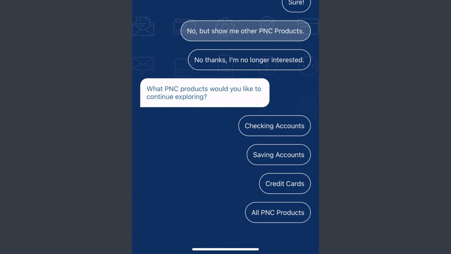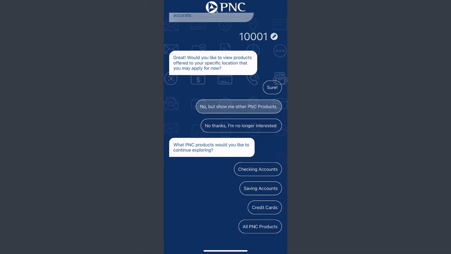So now you can create checking accounts, saving accounts, credit cards, and all PNC products. Now, if you want to create a checking or saving account, you can simply do so by tapping the first or second option. Or if you are interested in creating a credit card, you can simply do so by tapping the third option. But for now, I'll simply create a saving account.